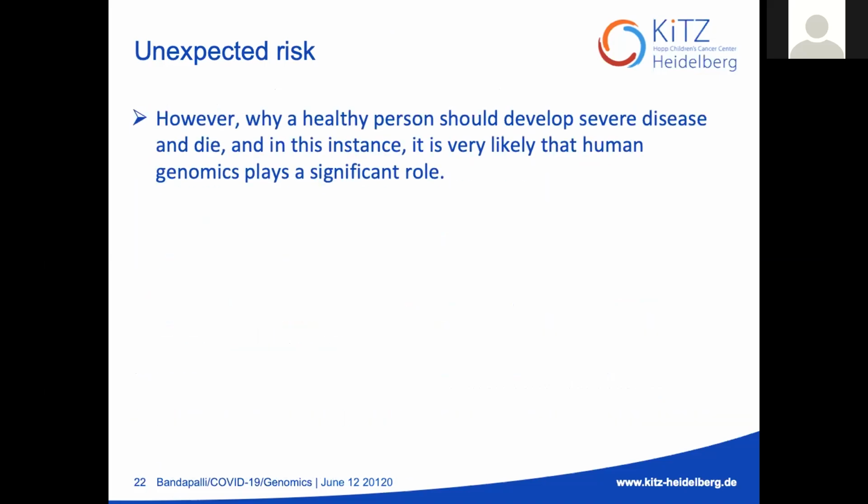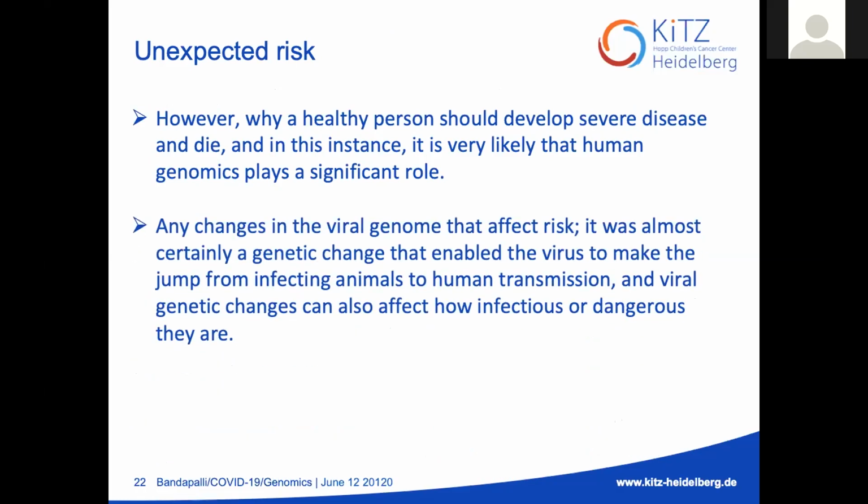However, why should a healthy person develop severe disease and die in this instance? It's very likely that human genomics plays a significant role. If we can identify why some get a severe viral infection while others show no symptoms, and why some will die, this will help majorly in identifying and stopping the spread of the disease.